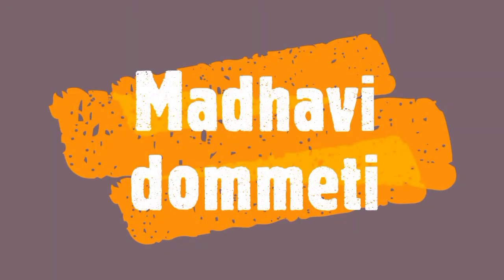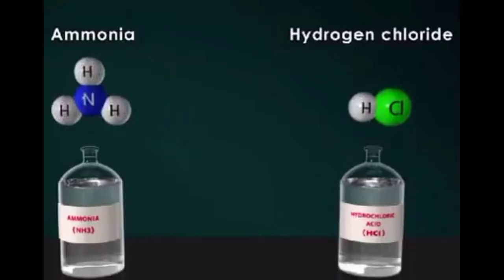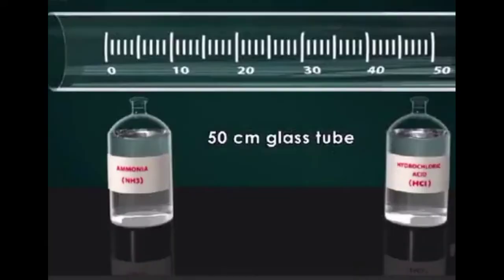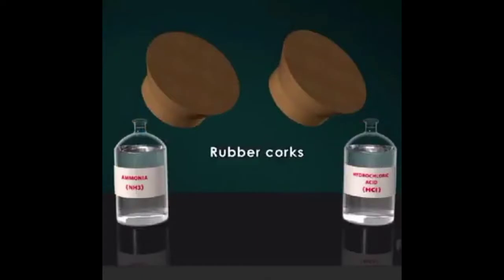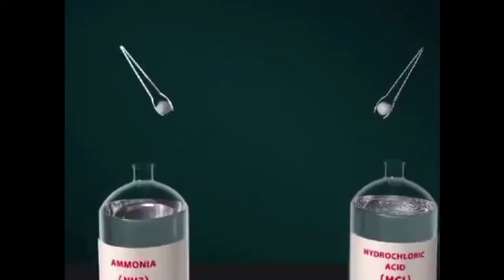Good morning, students. Today we are going to observe the diffusion of two gases. Here, the materials are ammonia and hydrochloric acid solutions, two cotton balls, a 50 centimeter long narrow glass tube, and two rubber corks. And as I said, we have to soak the cotton plugs in the two solutions.